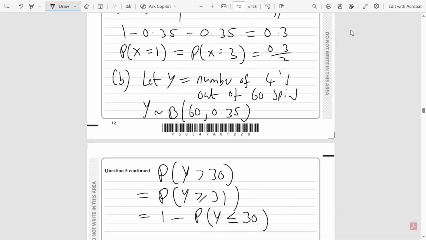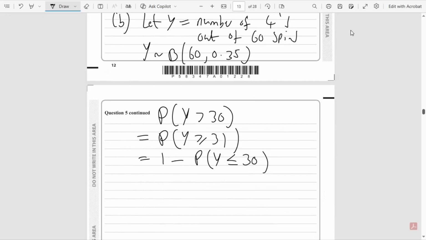So remember, again, we're dealing with discrete values here, integer values. So what we can now do is use the binomial CD on the calculator to make this calculation. So 1 minus, and then I'm going to go to my calculator, binomial CD mode. So if I do that right now, binomial CD, and then insert here 30, number of trials 60, 0.35 success rate.